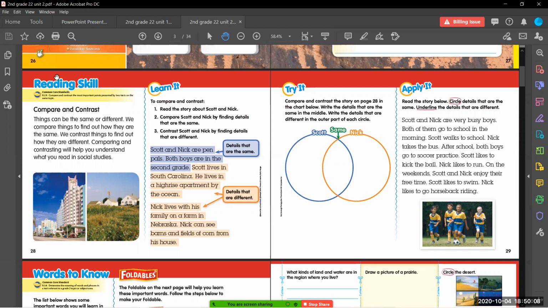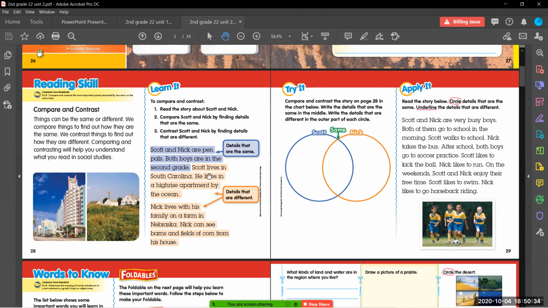So let's take a look at the Learn It section right here. It says, to compare and contrast, we're going to read the story about Scott and Nick. We're going to compare Scott and Nick by finding details that are the same, and we're going to contrast them by finding things that are different. So this you're going to be completing in your book. So have your books out and ready, and you can do this with me as we go through the video.